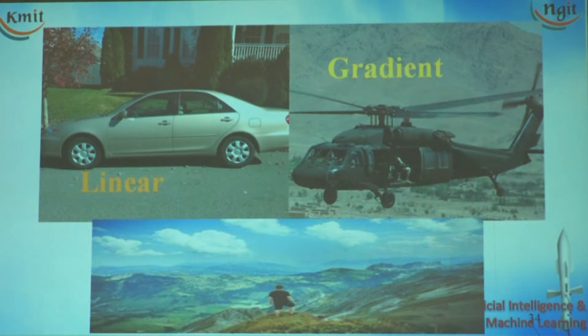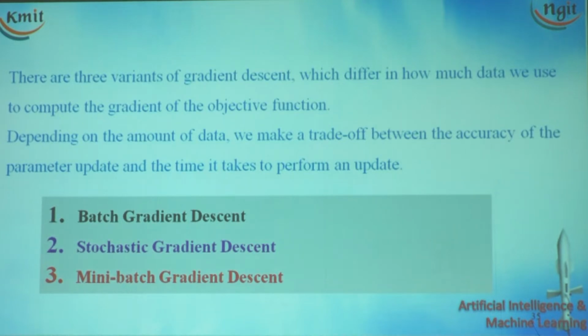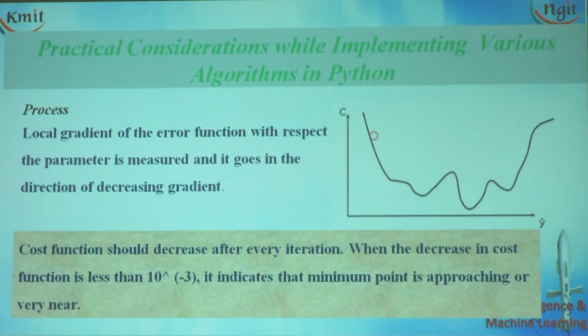So see here. Gradient descent means we have to discuss 3 parts: batch gradient, stochastic gradient, and mini batch. These are the three types of gradient descent. Let us discuss step by step.